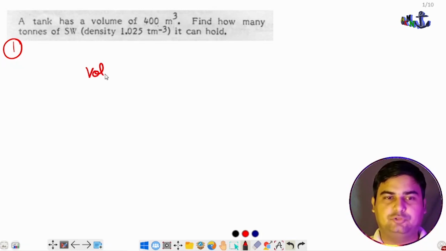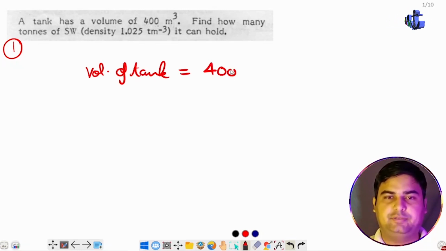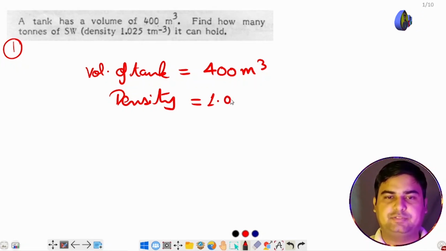So we know the volume of tank, that is 400 meter cube. And then we know the density is 1.025 tons per meter cube. And what we have to find out? We have to find out how many tons. So we need to find out the mass.